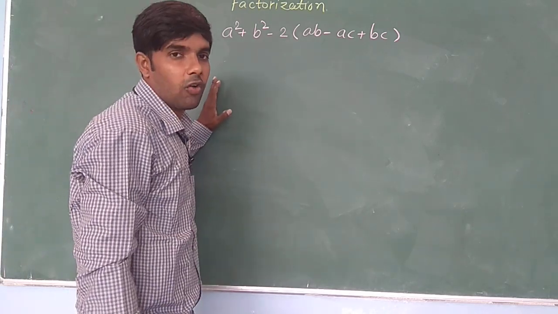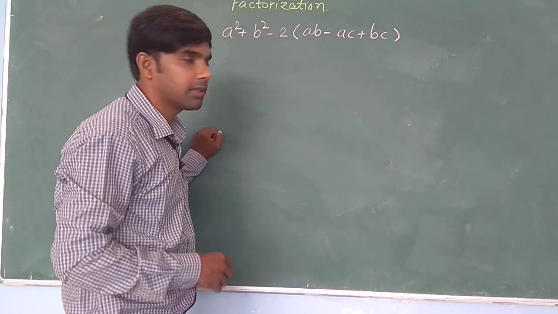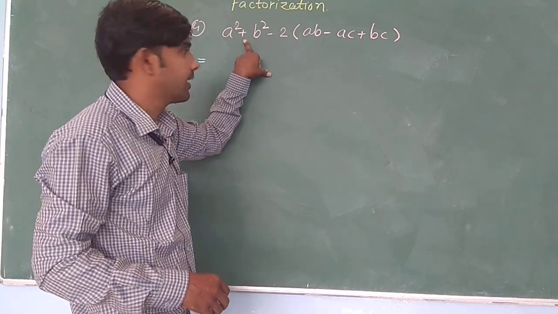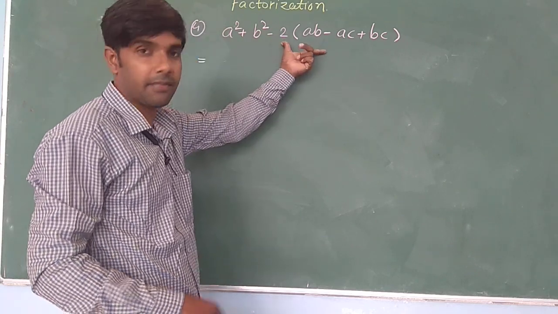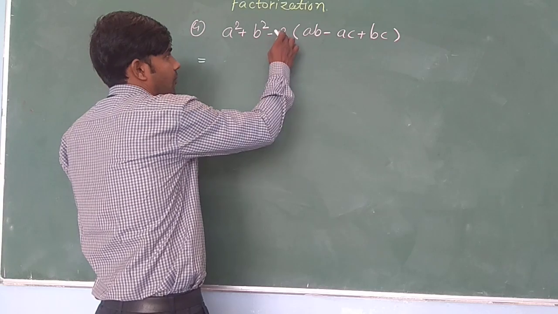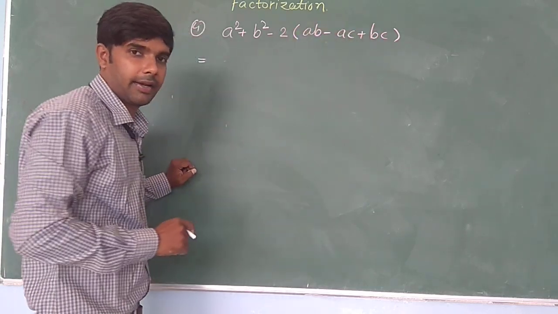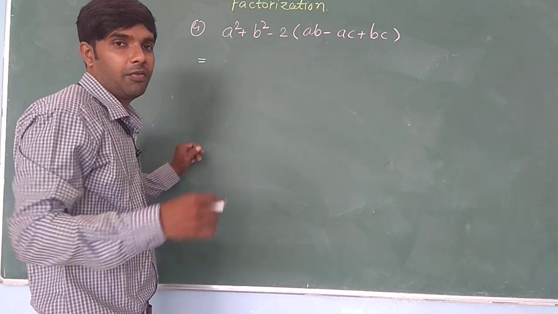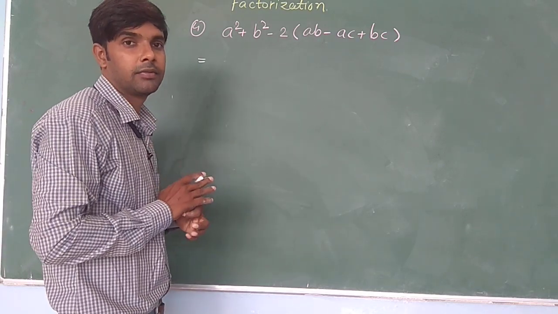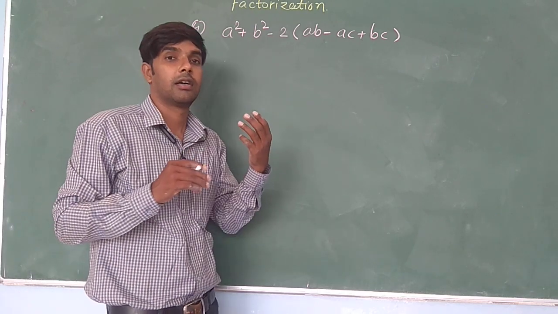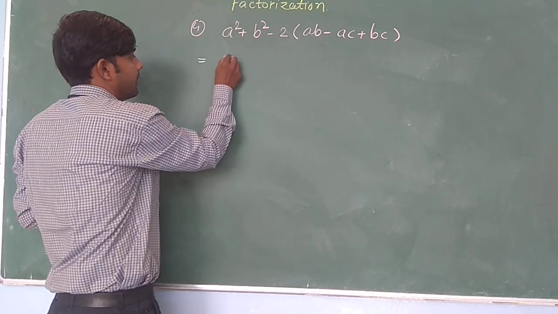This is the question. So observe the question first. a square, b square, so square of two terms are here, plus sign is there. Now first we will simplify the second part of the question, that is, we multiply this 2 by each and every term present in the bracket, and then we will collect the terms we need to use the identities, first, second or third.